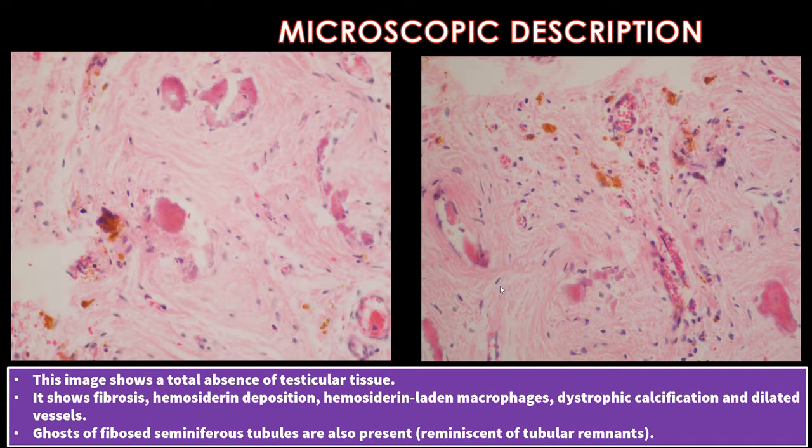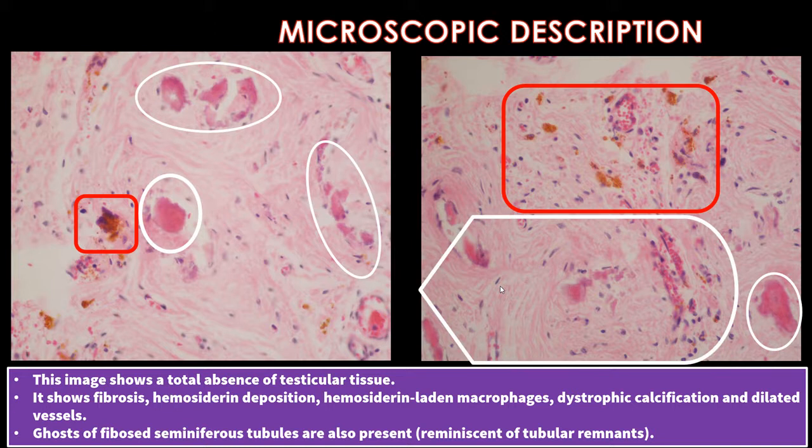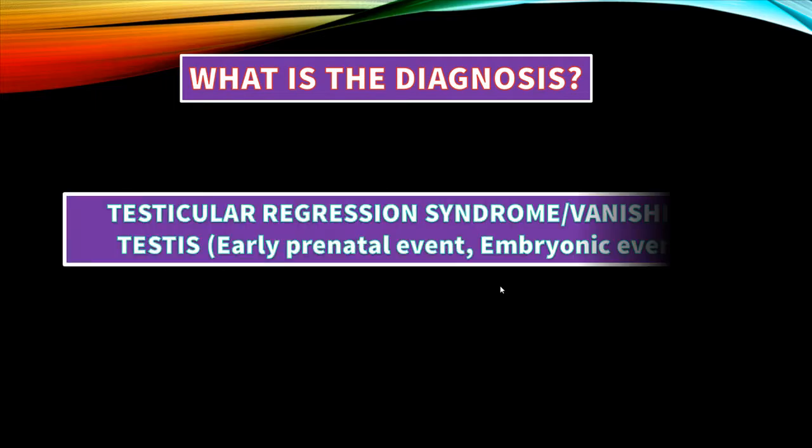This is a high power of the previous image. It shows a total absence of testicular tissue. It shows fibrosis, hemosiderin deposition, this brown pigment, dystrophic calcification, and dilated blood vessels. Ghosts of fibrosed seminiferous tubules are also present, reminiscent of tubular remnants. What is the diagnosis?